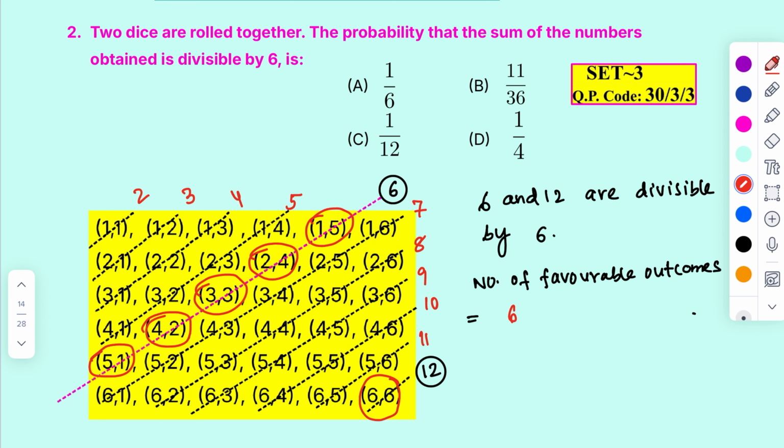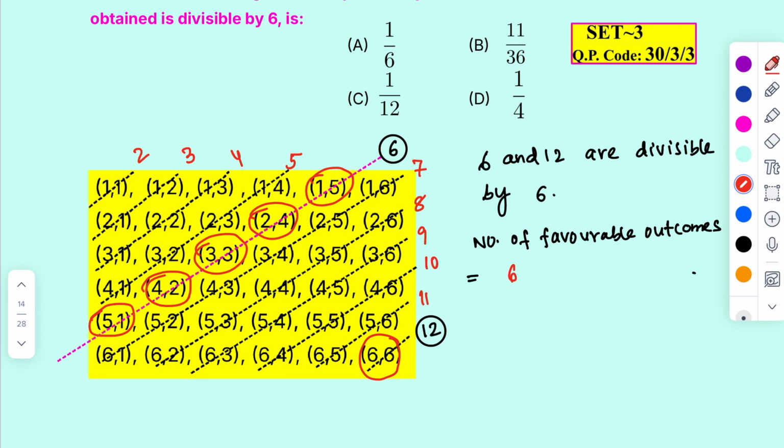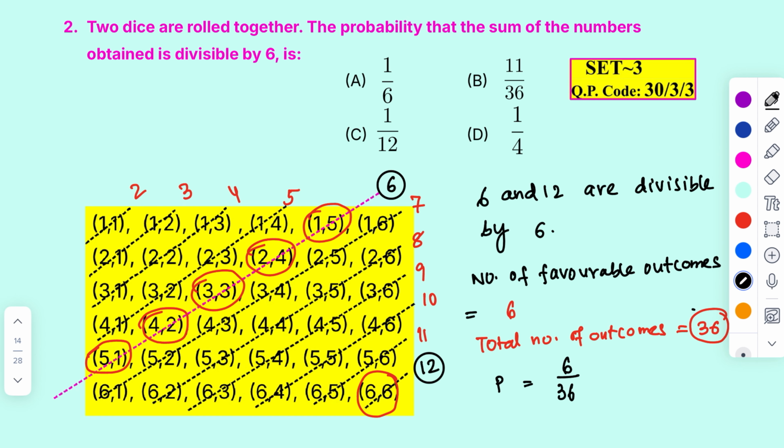So the total number of outcomes we know is 36. So the probability of this event is equal to the number of favorable outcomes divided by the total number of outcomes. The number of favorable outcomes is 6 and the total number of outcomes is 36. So if we simplify it, we will get 1 by 6.